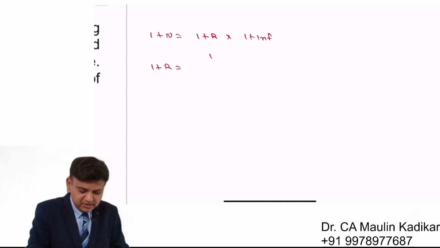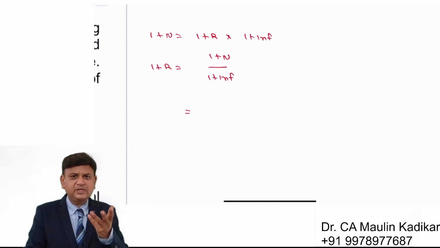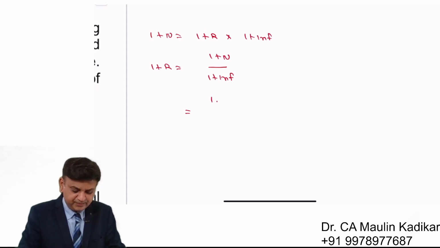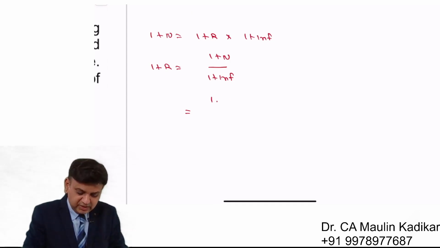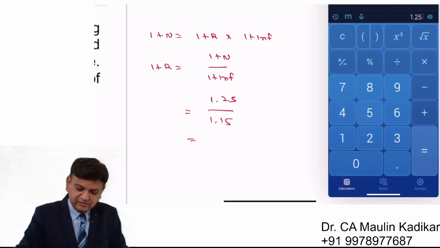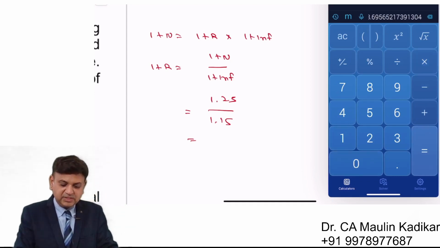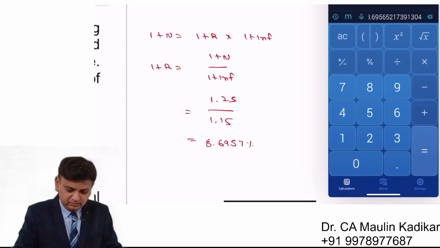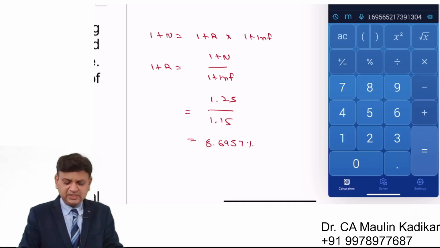Real cost of capital is 1 plus nominal divided by 1 plus inflation. Nominal cost of capital is given to us in the question. It is 25%. Inflation rate is also given to us in the question. It is 15%. So as far as the real cost of capital is concerned, it is 8.6957%. That is the way the real cost of capital is calculated.